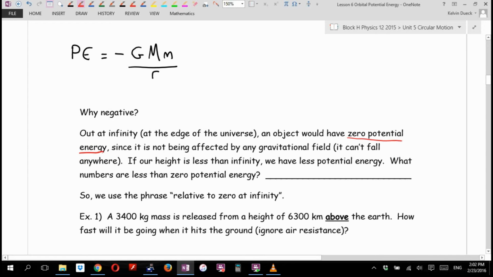because it's not in any gravitational field. If you let it go, it won't fall. But you would have to add energy to get it there. You have to burn a lot of fuel to get it there. You would have more energy out there than close to the Earth. You have less energy close to the Earth. If our height is less than infinity, we have less potential energy. What numbers are less than 0?